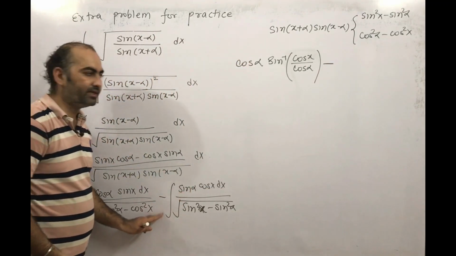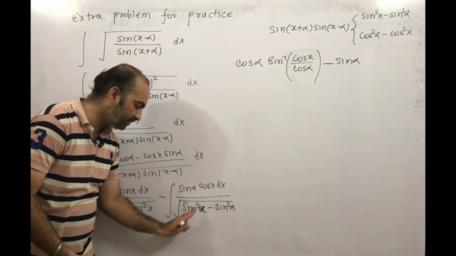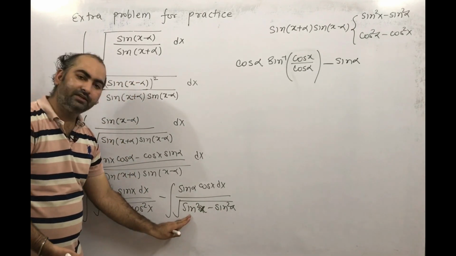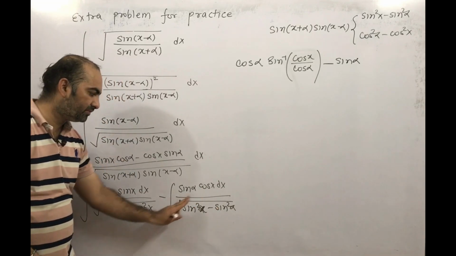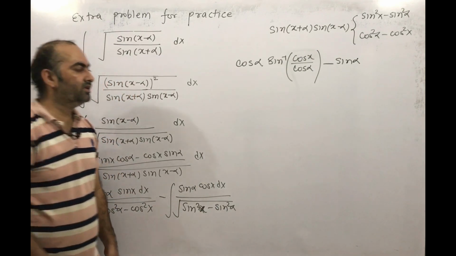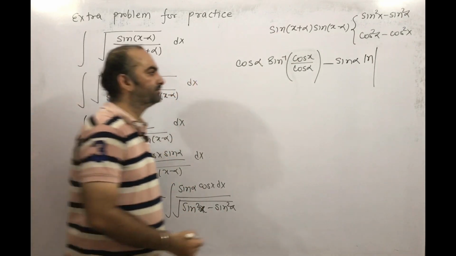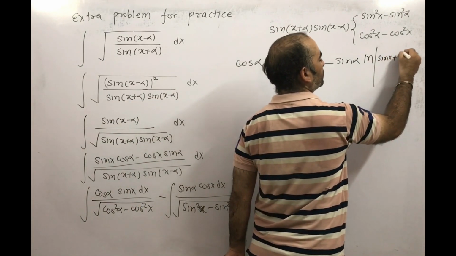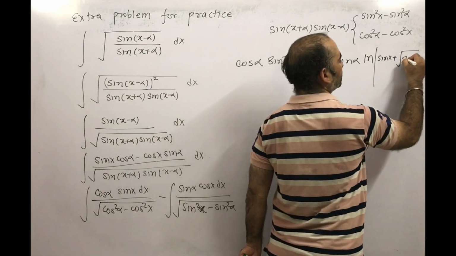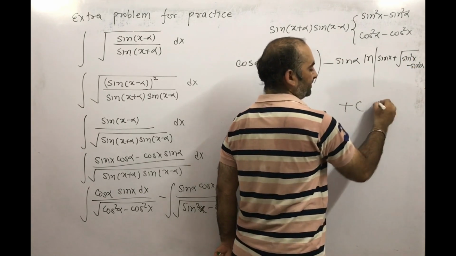Here sine alpha is outside. Okay, here integration of cos x dx divided by root over sine square x minus sine square alpha. If I take sine x as t, then cos x dx will be dt. So this will become integration of dt divided by root over t square minus a square. So this integration we can do directly. So this will become ln modulus of sin x plus root over this one as it is, sin square x minus sin square alpha, modulus close, plus c. This is your answer.